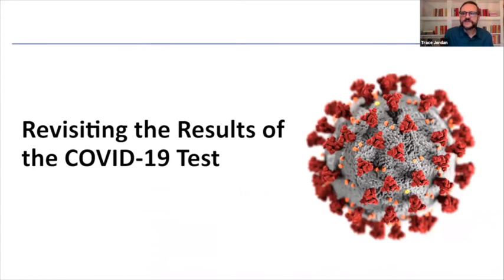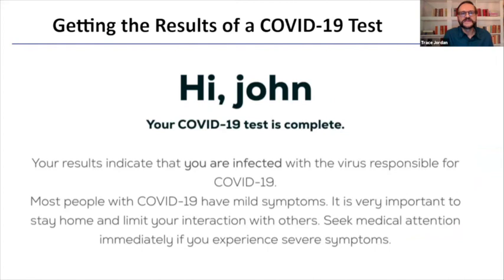So now that we've learned about the structure of coronavirus and the different types of COVID-19 testing, let's return to the original COVID test result that we saw at the beginning of the video. So here it is again. Hi, John, your COVID-19 test is complete. Your results indicate that you're infected with the virus responsible for COVID-19. So now we can unpack that statement because we've learned a lot more about what goes behind these tests.